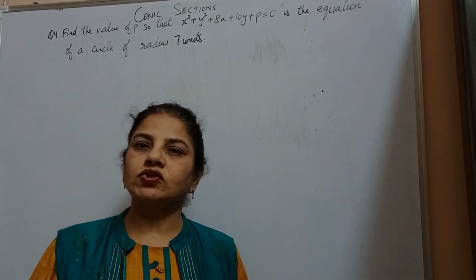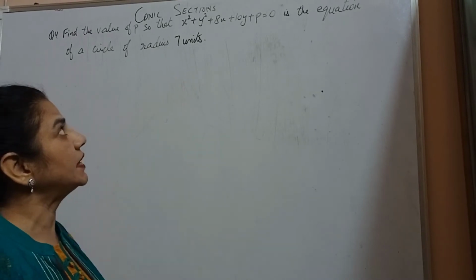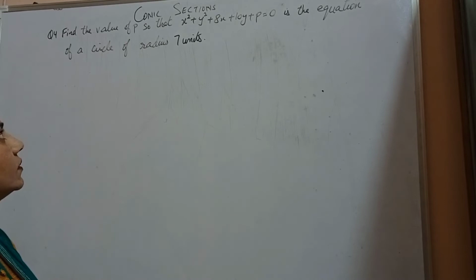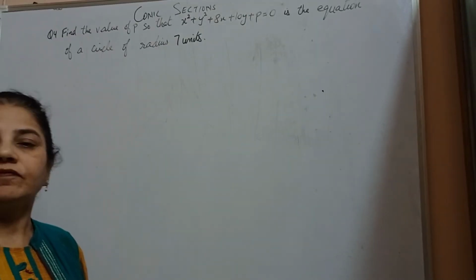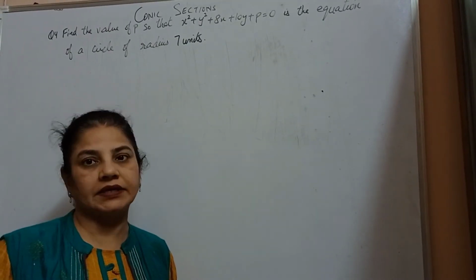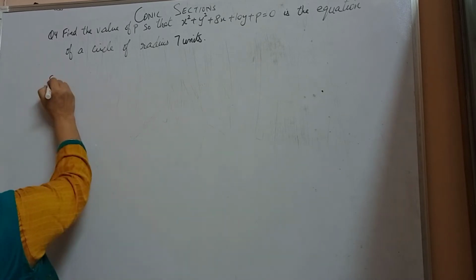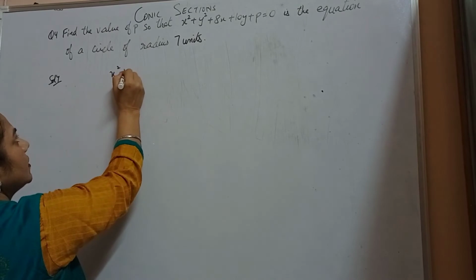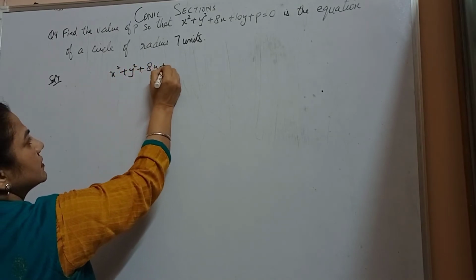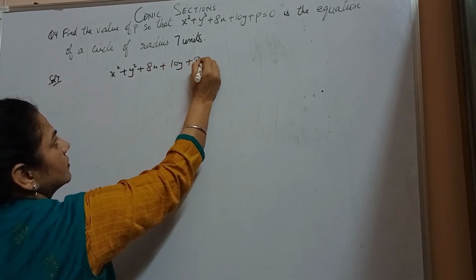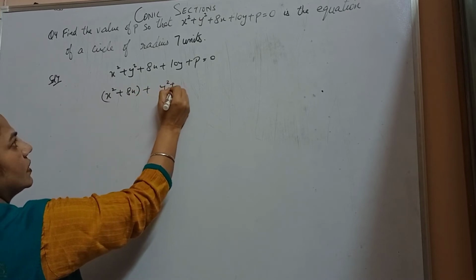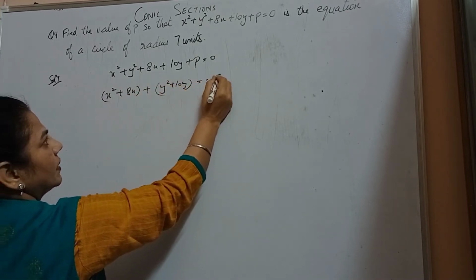Find the value of p so that the equation x square plus y square plus 8x plus 10y plus p is equal to 0 is the equation of a circle of radius 7 units. First of all, we find the center and the radius of the circle. For this, we apply the completing the square method. So x square plus 8x plus y square plus 10y is equal to minus p.